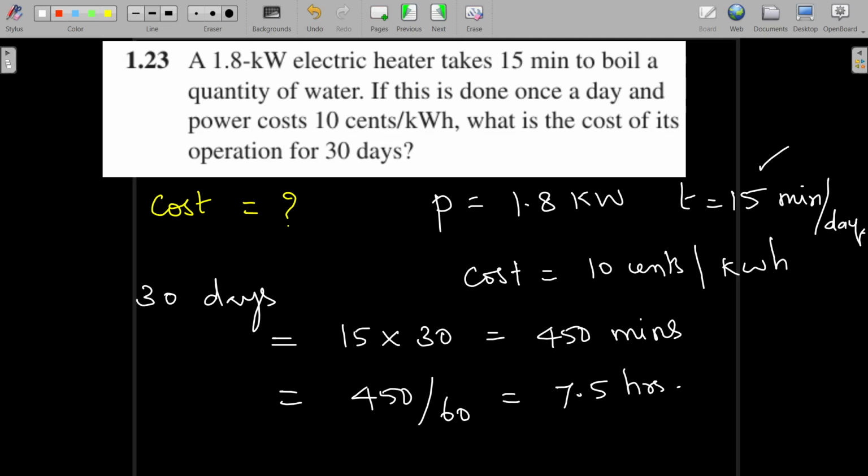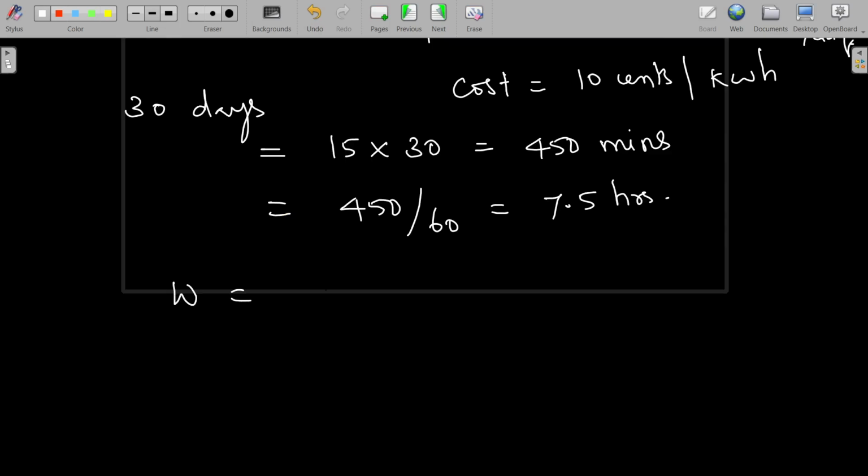So how much work is done on that? Work done, or the energy, is power times time, right? So here power is already given as 1.8 kilowatts multiplied by the time taken, 7.5 hours. So this much kilowatt hours, which is equal to 13.5 kilowatt hours.